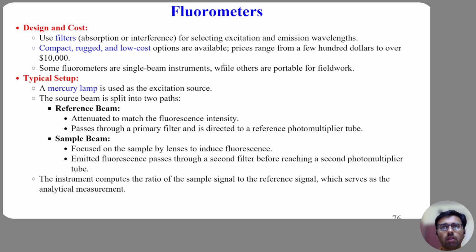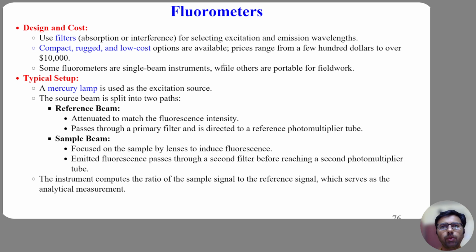The molecules absorb light and emit fluorescence in all directions. Notice the right angle geometry at 90 degrees, and secondary lens systems collect the emitted light. A secondary filter then passes fluorescence wavelengths and blocks scattered excitation light. The purified signal reaches the sample photomultiplier tube.